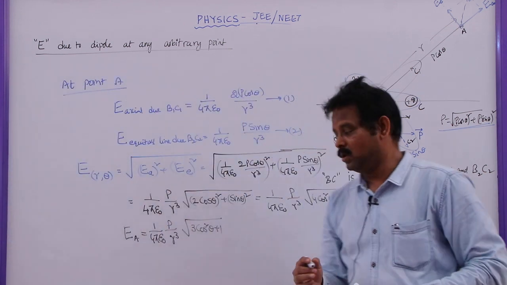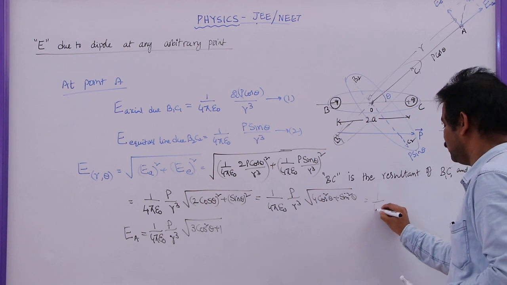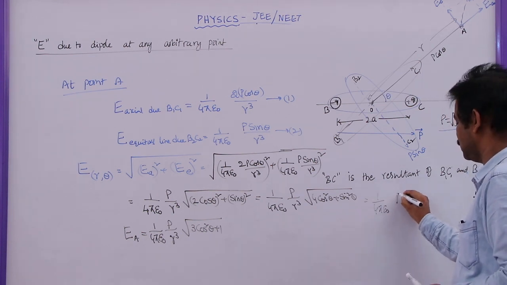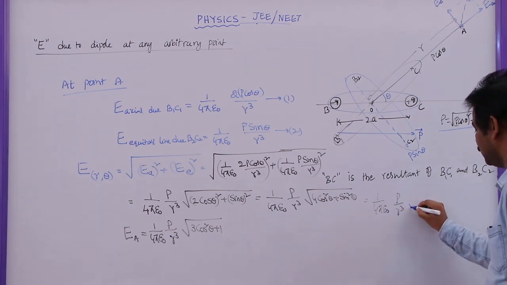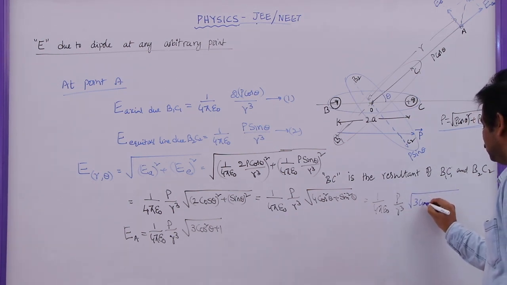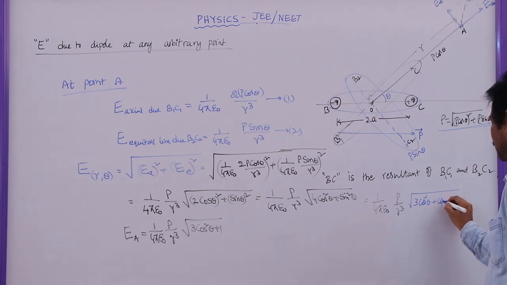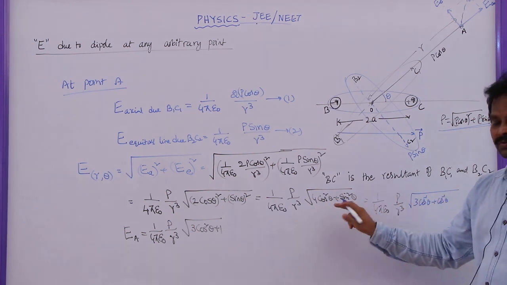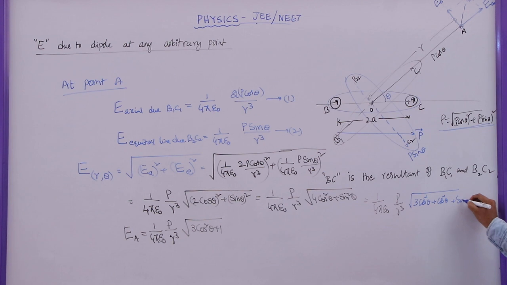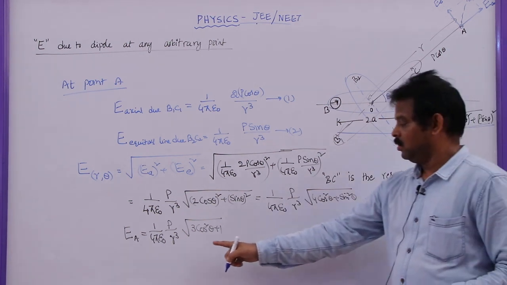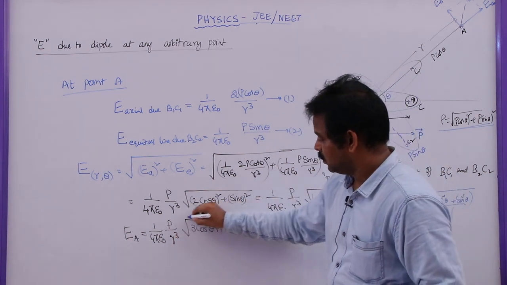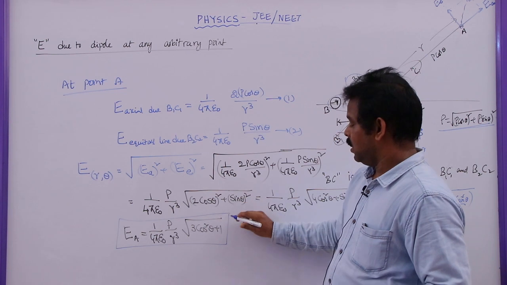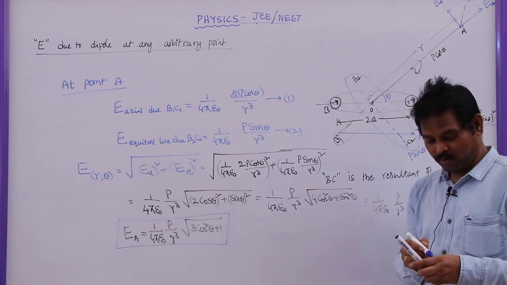Let me continue here. This will become 1 by 4 pi epsilon naught p by r cube, and the remaining terms in this equation we can write. This is 3 cos square theta plus cos square theta plus sin square theta, where cos square theta plus sin square theta sum to 1. That's why I got 1 by 4 pi epsilon naught p by r cube root over 3 cos square theta plus 1. This is the electric field at any arbitrary point due to a dipole.